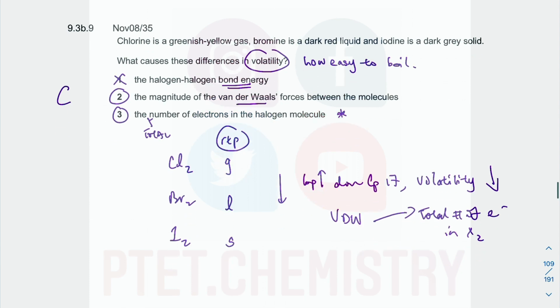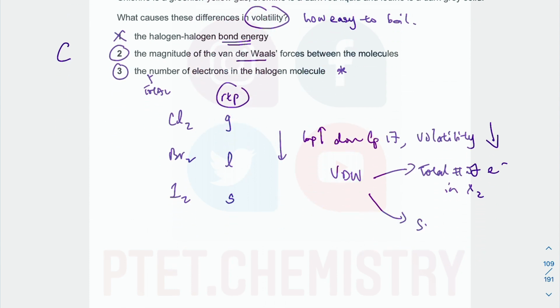Okay. So the other factor that a lot of students always forget is to do with the surface area of the halogen molecules. So your halogen gets bigger and bigger, so the surface area of the halogen molecule actually increases, so your van der Waals actually gets stronger, in addition to the total number of electrons increasing, which also makes van der Waals stronger. Both of these cause the van der Waals to get stronger, you require more energy to bring them apart, to separate the molecules further and further away. That's why your boiling point increases. Harder to boil, volatility decreases.